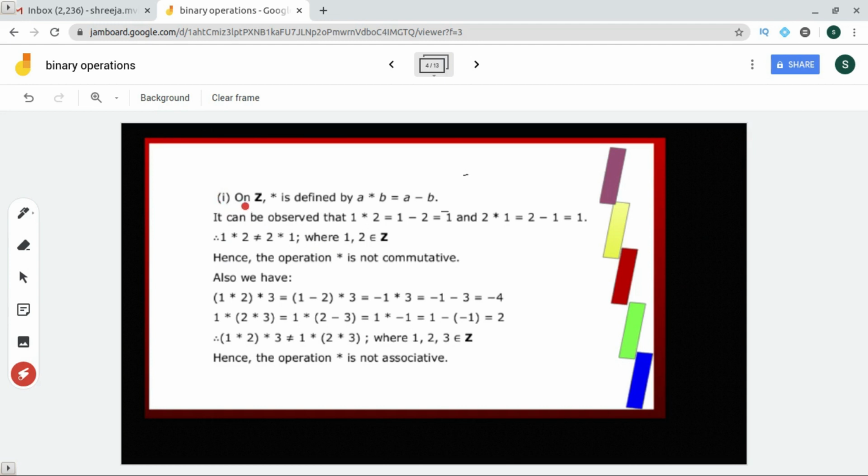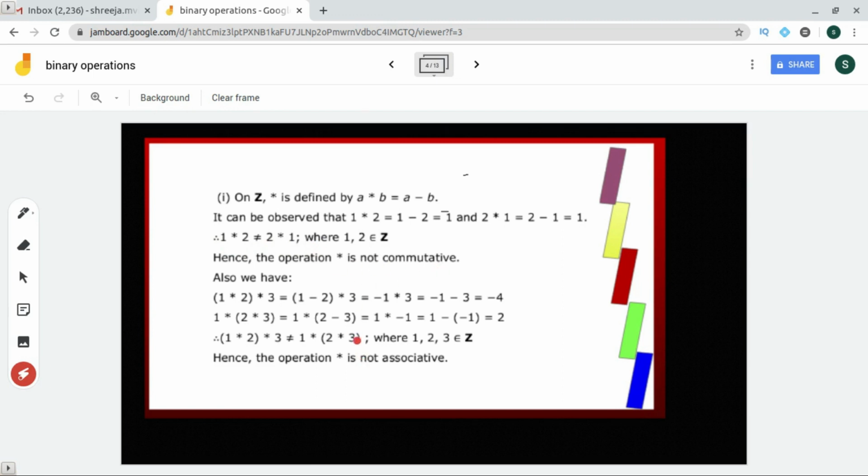Now first one, on Z, star is defined as A star B equal to A minus B. Now consider two elements from the set, 1 and 2. 1 star 2 is 1 minus 2, which is equal to minus 1. 2 star 1 is 2 minus 1, equal to 1. So 1 star 2 is not equal to 2 star 1. So star is not commutative.